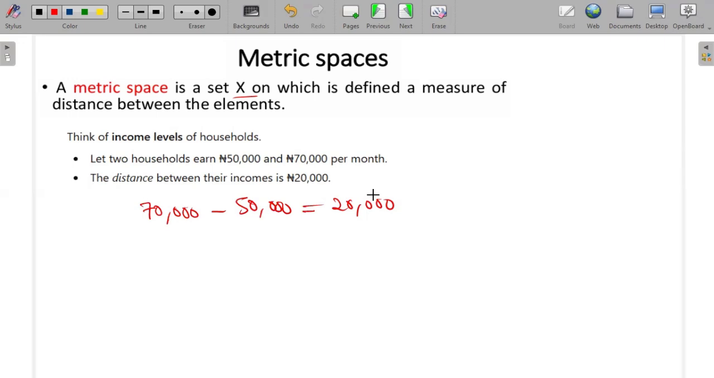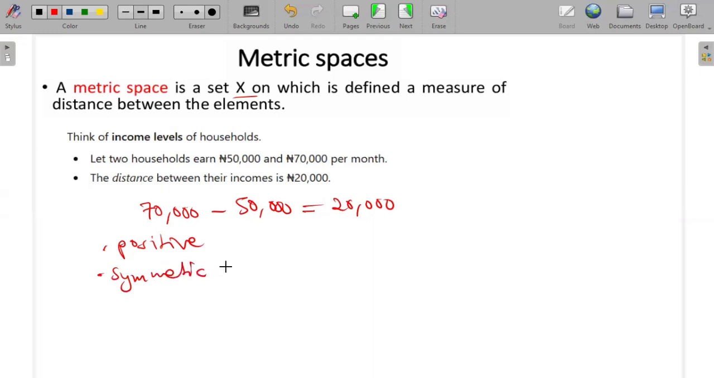Before we talk about why it's important, let's look at some of the key properties of this measurable distance. First of all, the distance must be positive. The distance must be positive. And then we are also saying it must be symmetric. The distance must be symmetric.